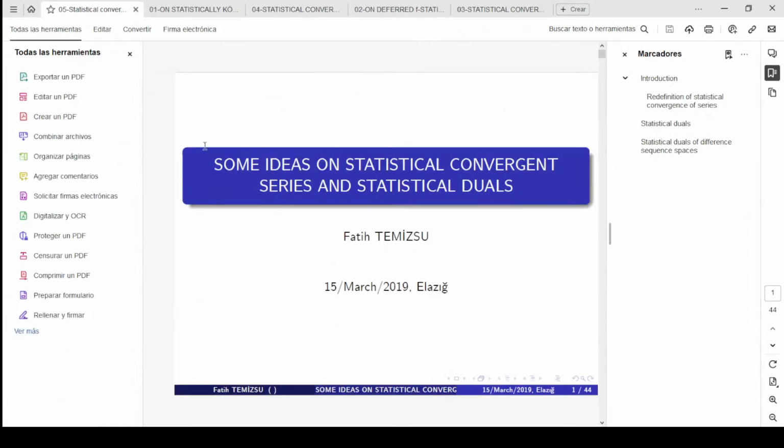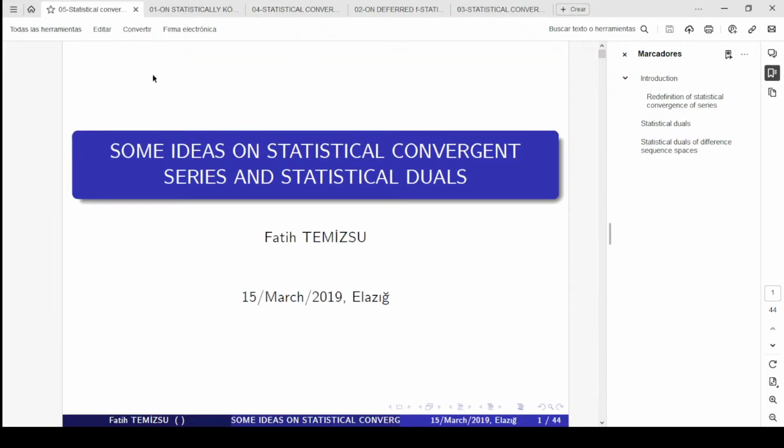And lastly, I just want to share with you a result, a couple of problems that I have been thinking on for the last couple of years. They are related to the concept of statistical convergence of series and their statistical duals.